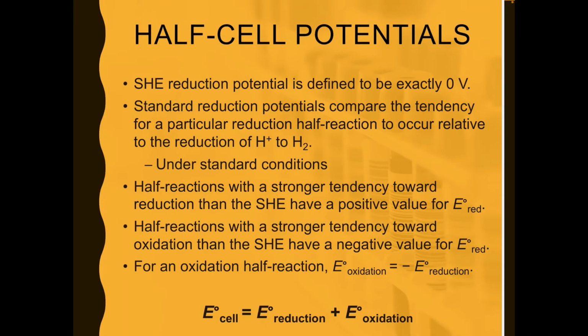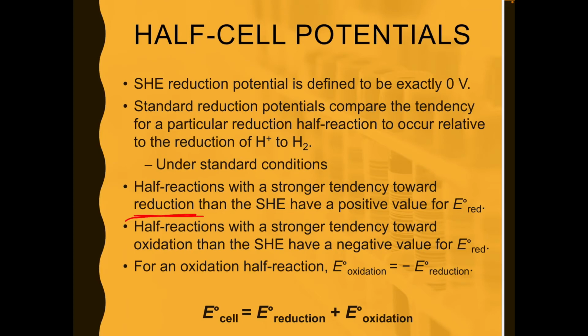So the standard hydrogen reduction potential is going to be defined to be exactly 0 volts, like I said. And so we're going to compare all of our reduction and oxidation potentials to this hydrogen potential, okay? Again, under standard conditions. So if these half reactions have a strong tendency towards reduction, then they're going to have a positive value for our E0 reduction. If they have a stronger tendency towards oxidation than our hydrogen, then they will have a negative value for our E reduction. So we're always going to write them as reduction potentials, okay?